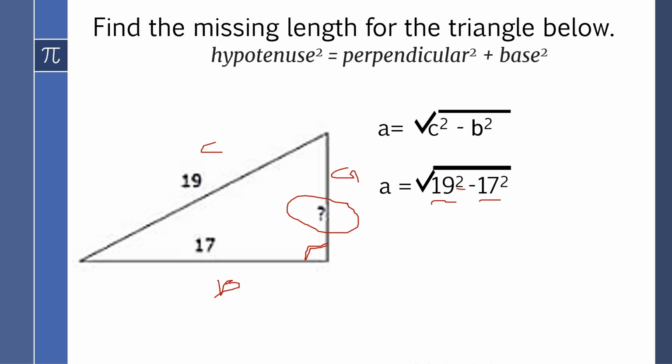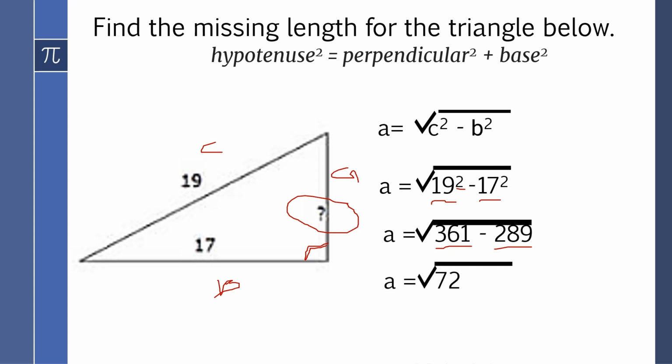The square of 19 is 361, which means 19 times 19 is 361. 17 squared is 17 times 17, which is 289. When we subtract, we get a difference of 72. So now we have to find the square root of 72. Put that in your calculator, and you get 8.49. And so 8.49 is the length of side A.